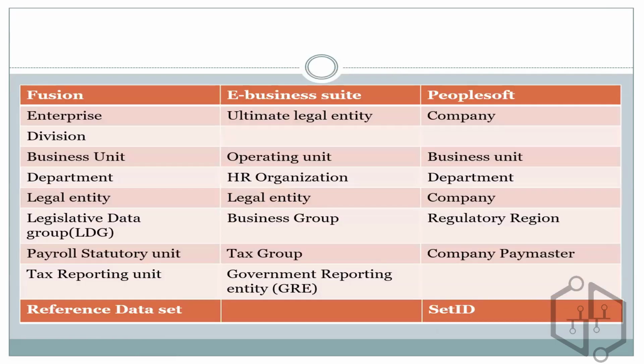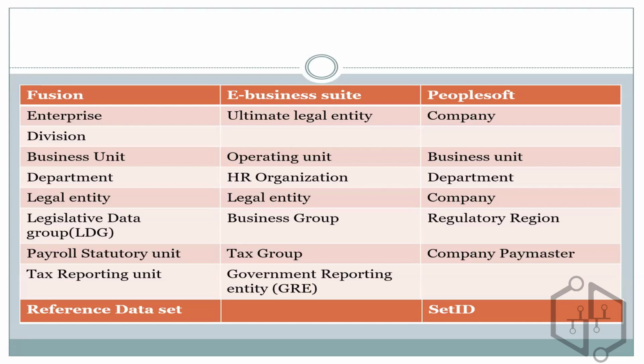Now coming to the difference between Fusion, E-Business Suite, and PeopleSoft. We have the enterprise, which is the highest level in Fusion. Then in PeopleSoft, we have company, divisions, business unit, department, legal entity, legislative data group, payroll statutory unit, and tax reporting unit. Business unit, in Fusion, we have business unit. The same business unit is called an operating unit in E-Business Suite. In PeopleSoft, it's called business unit.